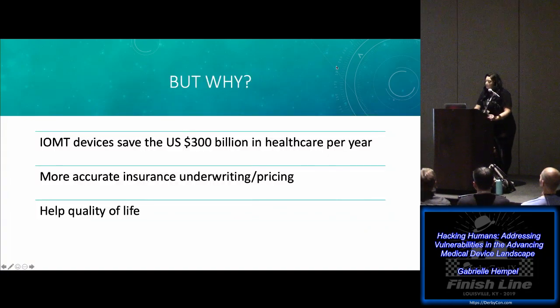First things first, why should we even use these devices if they're so vulnerable? According to Goldman Sachs, connected medical devices save the US on average $300 billion in healthcare per year. They increase revenue and decrease costs, which is ideal, and provide access to better and new types of information that a patient either may not have had access to previously or hadn't had a way to measure. This, in turn, leads to more accurate underwriting and new pricing models for consumers.